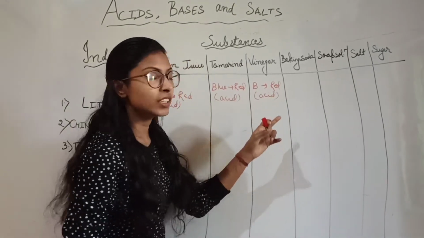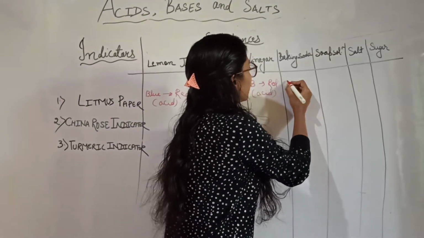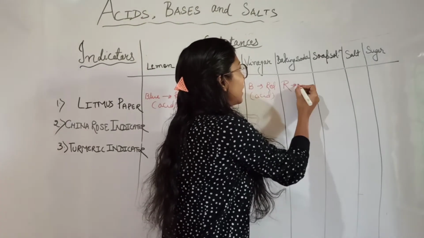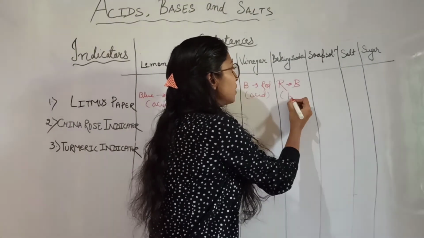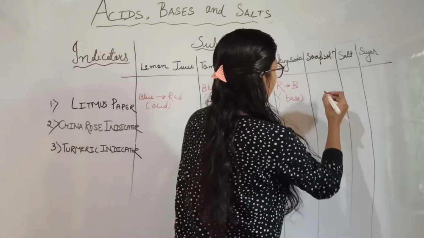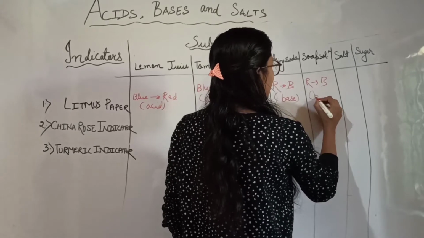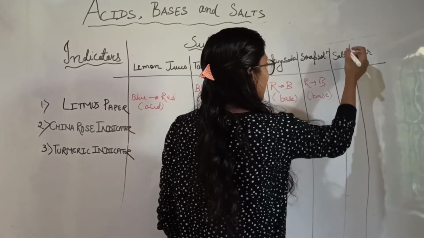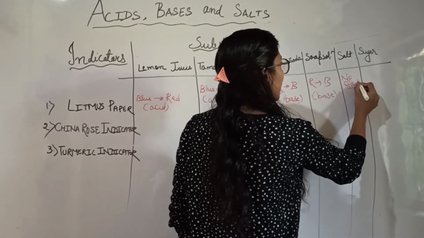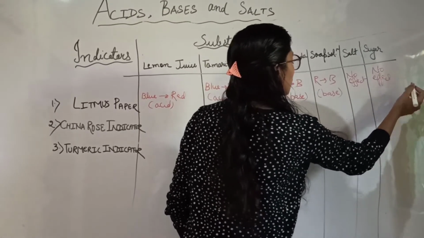Now when we are putting the red litmus paper in the baking soda solution, it turns blue. It means it is a base. Then in the soap solution also it turns red to blue. Again it is a base. Then salt solution, no effect. In the sugar also no effect.